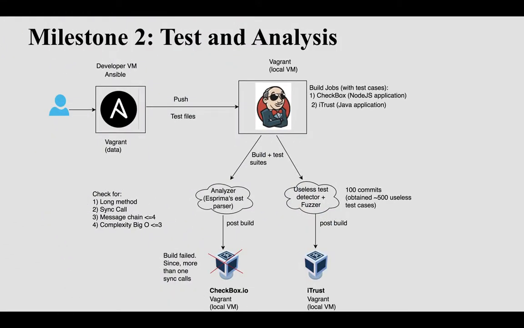During our second milestone, the test and analysis milestone, we added an Ansible script to set up a Jenkins server and created various build jobs, one for Checkbox, one for iTrust, and one for running the fuzzing tool, and added test suites and reports. We also developed a post-commit script that runs a fuzzer for iTrust to generate 100 new commits and pushes the changes to the fuzzer branch.